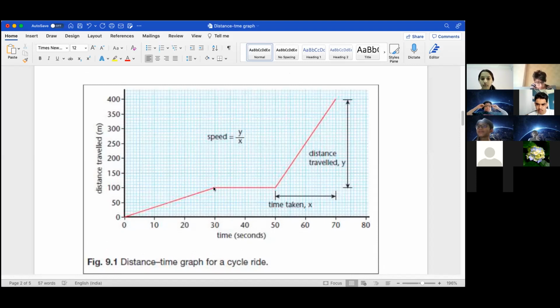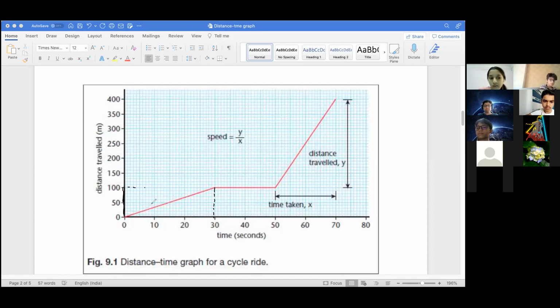I can find out the speed by dropping a perpendicular and making a right triangle. Speed is this distance upon this; speed is equal to slope, which is equal to perpendicular upon base. What is the perpendicular? If you drop it, this vertical distance I will take from the y axis. The perpendicular is 100. So speed is 100 upon 30, which is equal to 10/3 meter per second, so it will be 3.3 meter per second.